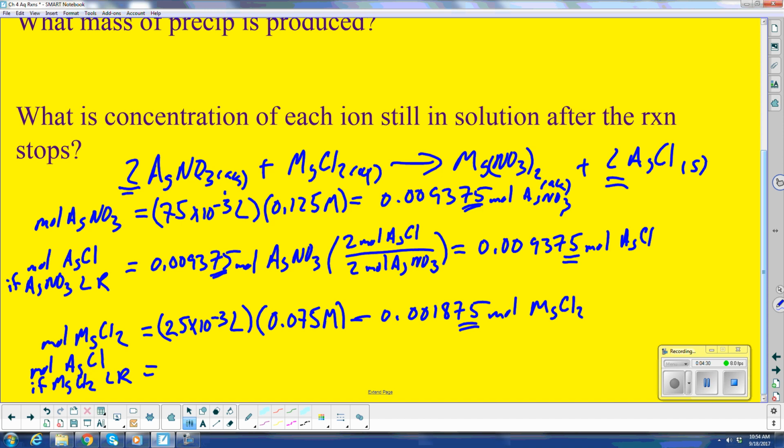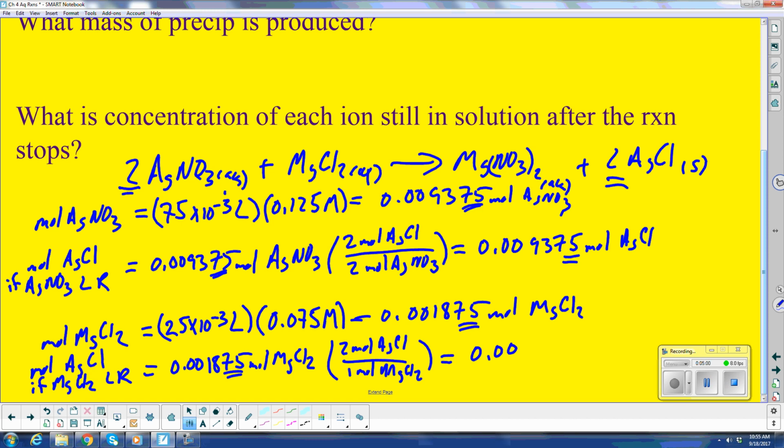Cool. Now let's assume all that magnesium chloride reacts. If it is the limiting reagent, how much silver chloride do I get out of that magnesium chloride? Well, what's my mole ratio? 2 moles of silver chloride per 1 mole of my magnesium chloride. And so times 2, and I get 0.00375 moles of my silver chloride if my magnesium chloride is limiting.